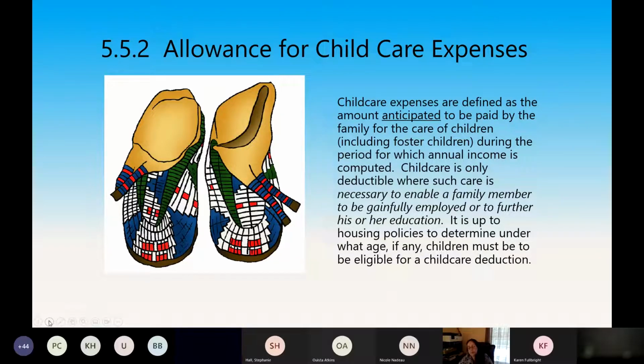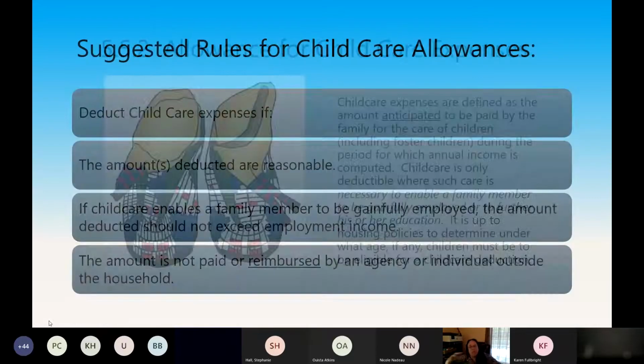It's up to your policies to determine under what age, if any, children must be to be eligible for a child care deduction. So you'll see, people will pay that up to a 12-year-old or a 13-year-old. You have to write, and a lot of times they will write, that child care has to be provided during the same hours while the person is at work. You can't go to work from 6 o'clock until midnight every night waitressing and take childcare from 8 in the morning until 4 while you're home. So you've got to make sure that you have a policy for that.